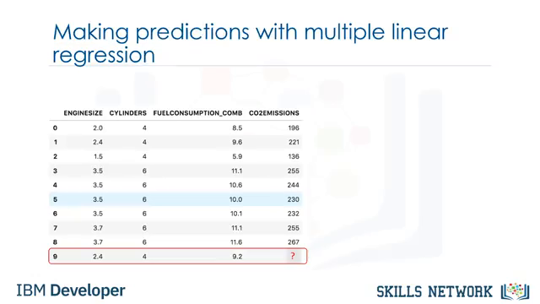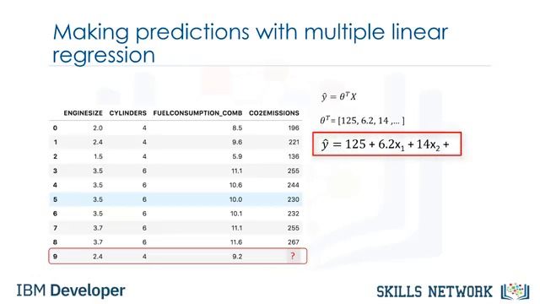After we found the parameters of the linear equation, making predictions is as simple as solving the equation for a specific set of inputs. Imagine we are predicting CO2 emission, or Y, from other variables for the automobile in record number 9. Our linear regression model representation for this problem would be y hat equals theta transposed x. Once we find the parameters, we can plug them into the equation of the linear model. For example, let's use theta 0 equals 125, theta 1 equals 6.2, theta 2 equals 14, and so on.